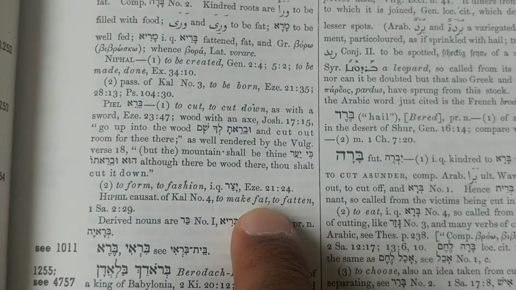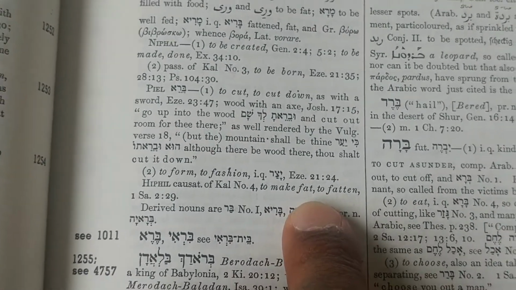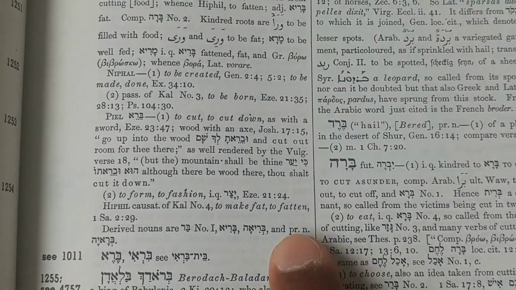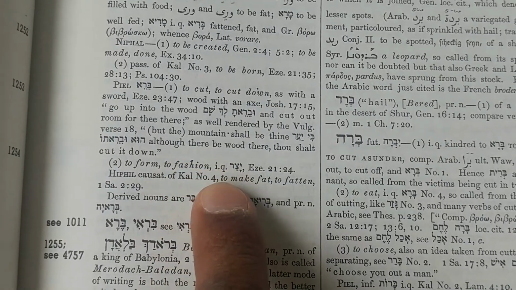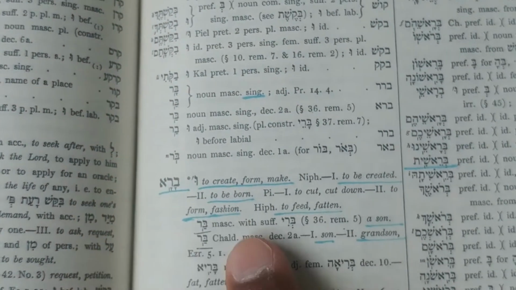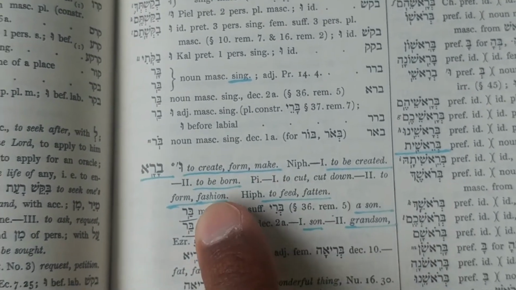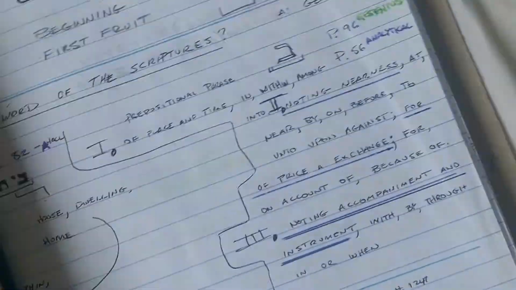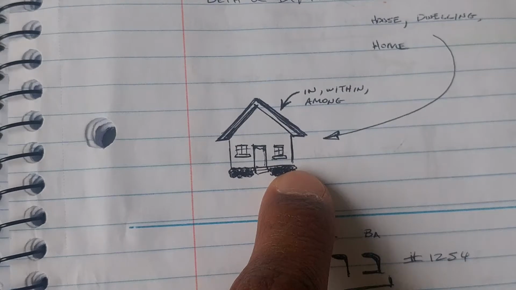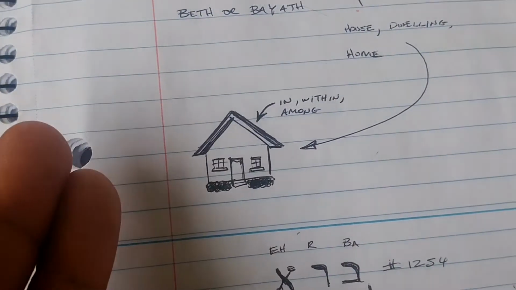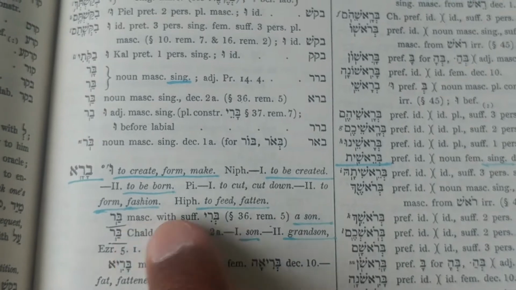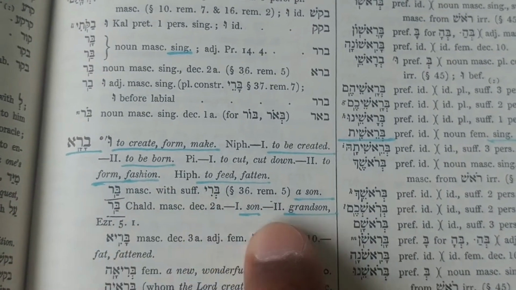When the Most High created the firmament as well as the earth and the Garden of Eden, it was made fat with lush shrubbery, trees bearing fruit. Okay? And let's look at this one more time in the analytical. To create, to form, make, to be created, to be born, to cut down, to form, fashion. When we build a house or a dwelling place, we cut wooden planks for the beams. We cut wood to fashion the roof, fashion windows. Same thing with the Most High when he created the heavens and the earth. It was cut. Okay? To feed, to fatten, bar, a son, bar, son, grandson.